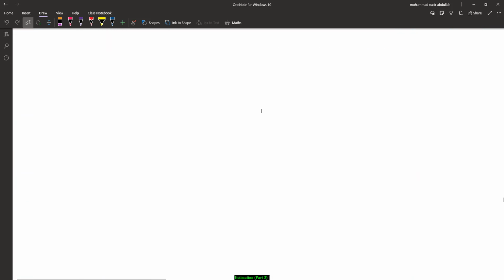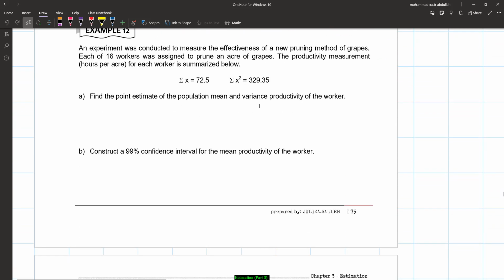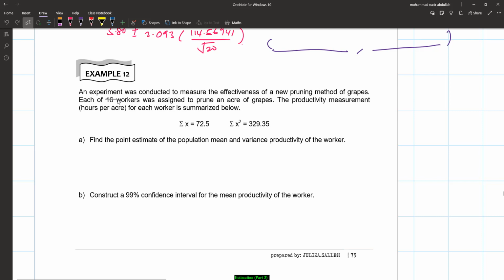So for example number 12 and 13, we'll look later. But you also can do it by yourself. This is very simple. So 16 workers, here they give, okay, I'll show. 16 workers, the sample size is very small and it's less than 30, right? So they give us the value of summation of x and summation of x square. So from here you can find the value of x bar and s, right? By using the formula.